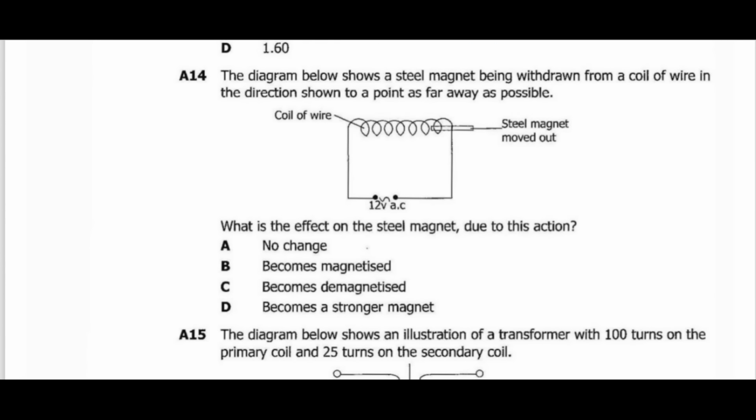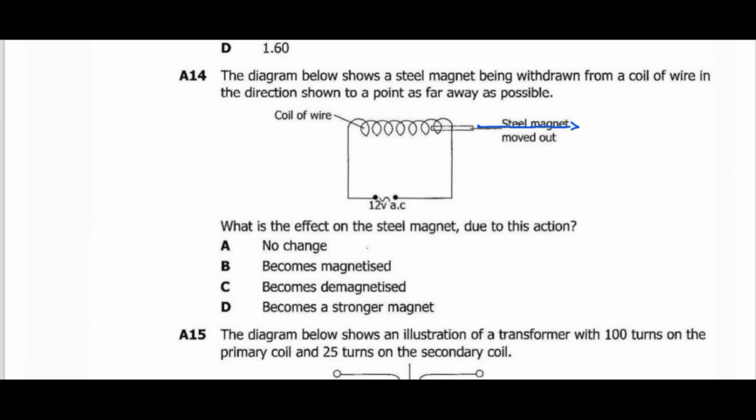Okay, so we move on to question 14. The diagram below shows a steel magnet being withdrawn from a coil of wire in the direction shown to a point as far away as possible. So we have a coil here. Then what is the effect on the steel magnet due to this action? So we have this movement. It's like they are pulling this bar magnet from the coil.